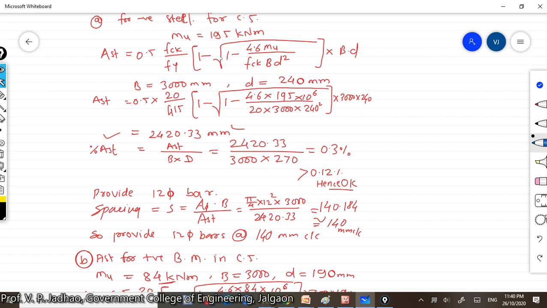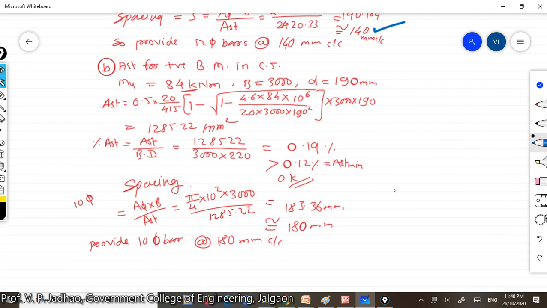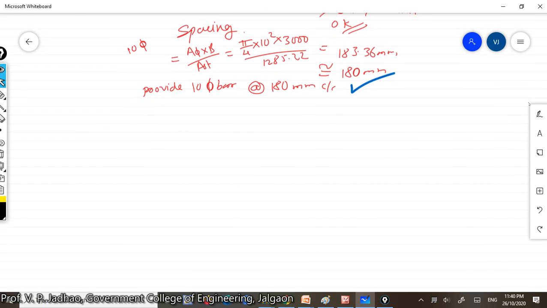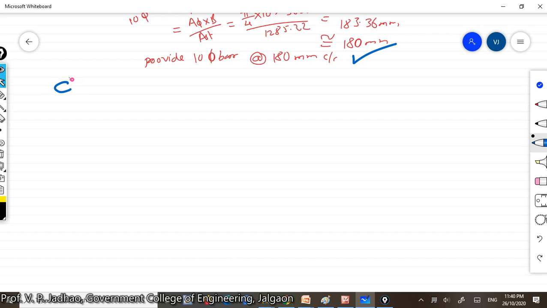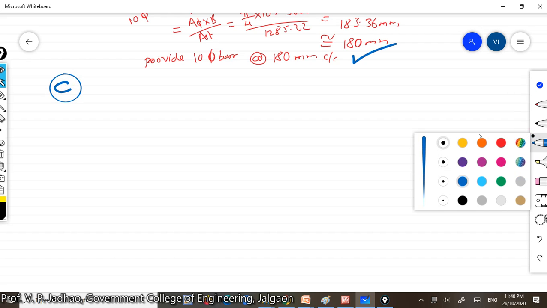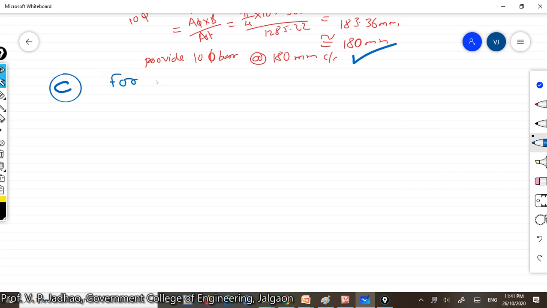So AST for negative bending moment comes out to be around 140 mm center to center, and for positive bending moment, that is at the central portion, the spacing comes out to be 180 mm center to center. Now we will start with the steel calculation for the middle strip. Consider step C, that is for negative moment in the middle strip.